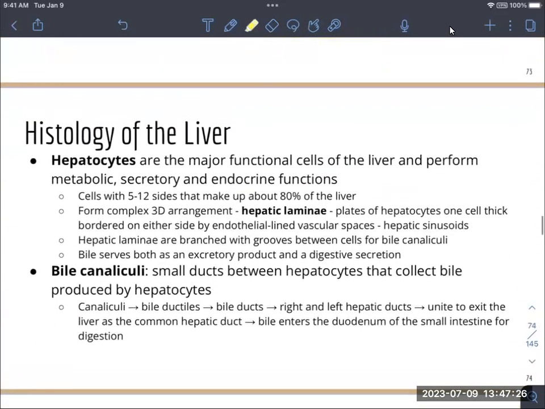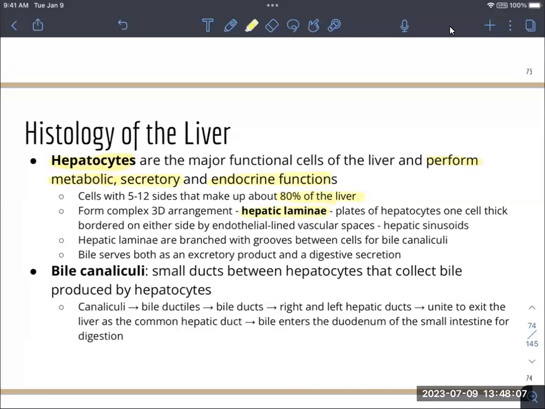So inside of the liver, we have these cells that are called hepatocytes. Hepato for liver. They are going to perform metabolic activities. They secrete, and they also have endocrine functions. And they're going to make up almost 80% of the liver. So they're kind of in this circular 3D arrangement, or this hepatic lamina.